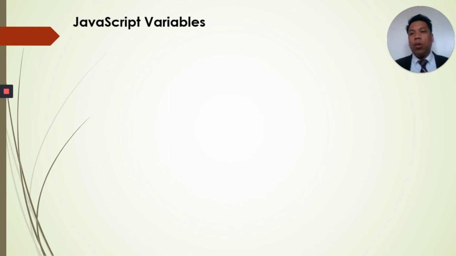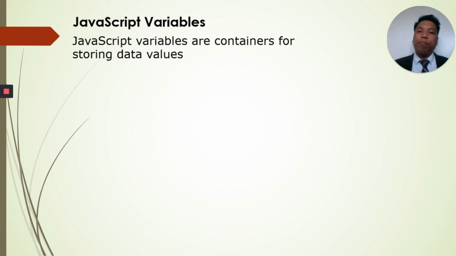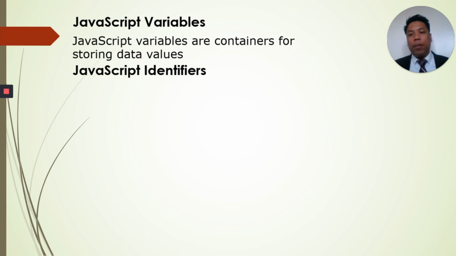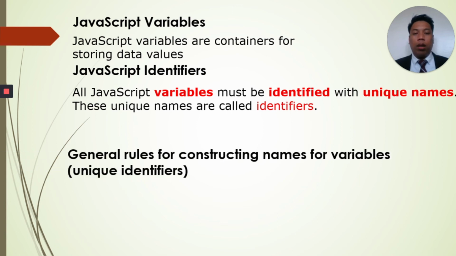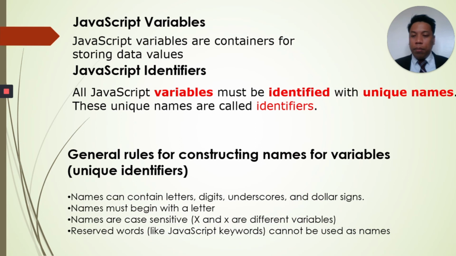Now let's go to JavaScript variables. JavaScript variables are containers for storing data values. We also have the JavaScript identifiers. All JavaScript variables must be identified with unique names. These unique names are called identifiers, and we have rules and conventions in naming variables. First, names can contain letters, digits, underscores, and dollar signs. Names must begin with a letter.